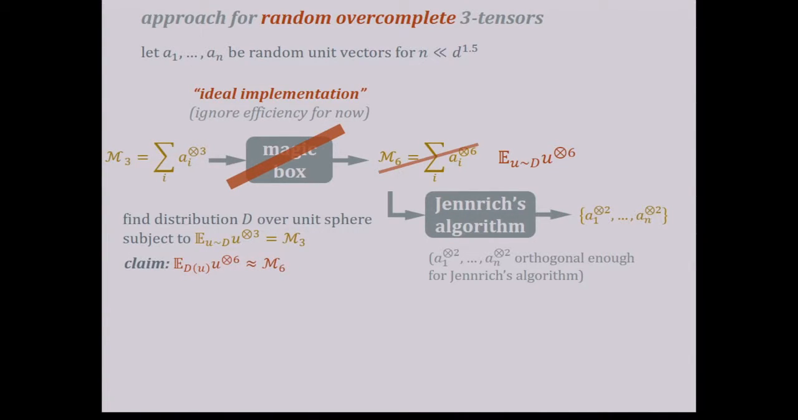What we would want to show here is that if you do this search over distributions that have the same third moments as the given third moments, this will result in a distribution whose 6th moment is close to the true 6th moments. Notice that one key aspect of this box is that its existence relies on the fact that the third moments determine the 6th moments. That by itself is a non-trivial fact, which will use the fact that the vectors are random.